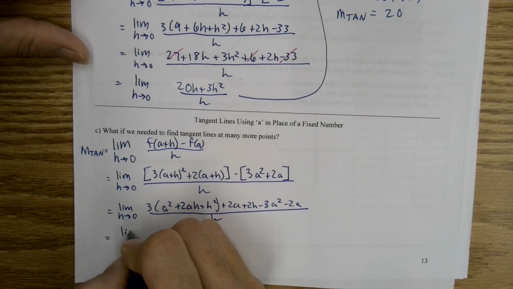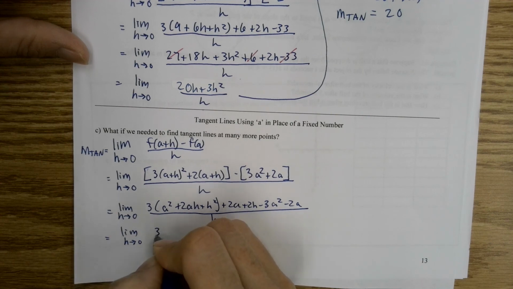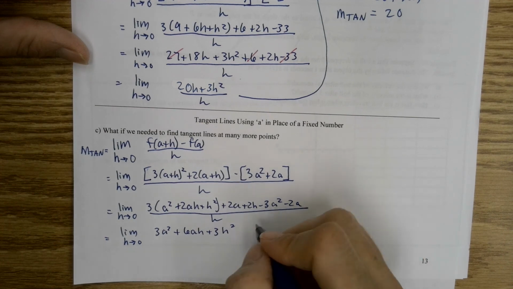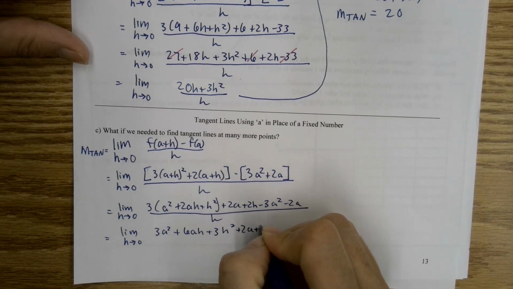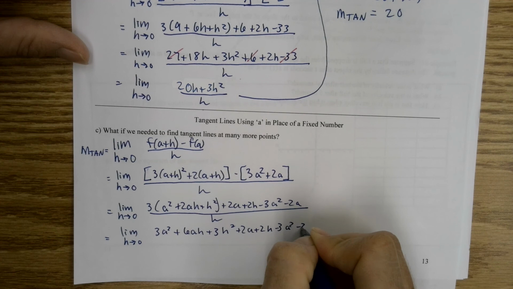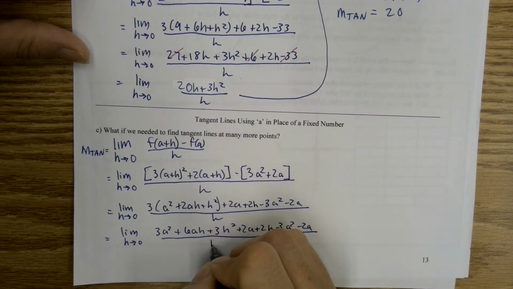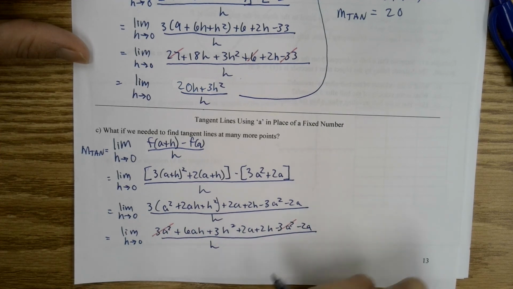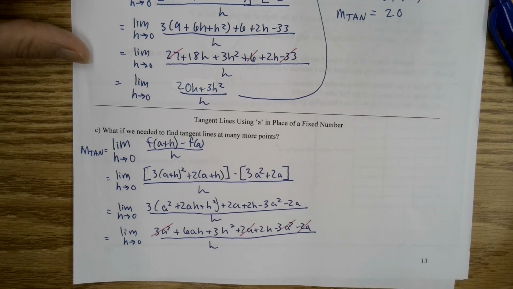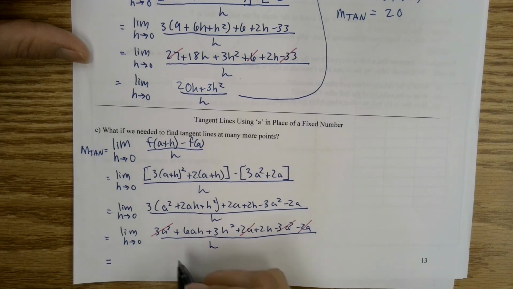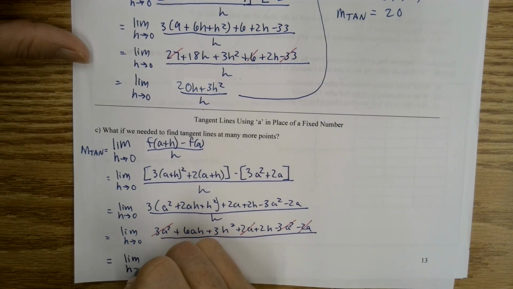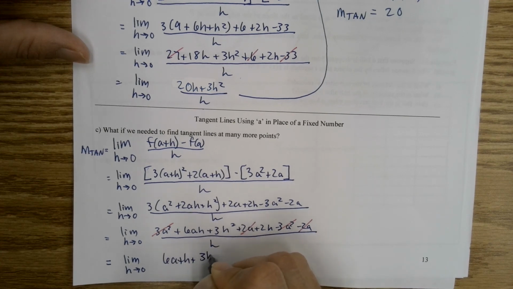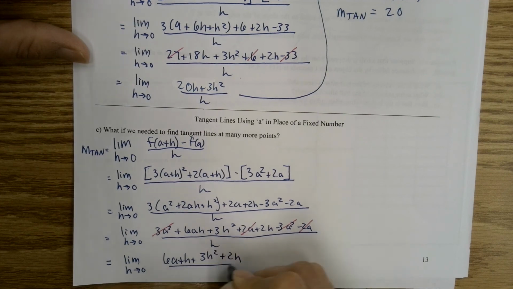And now let's go ahead and distribute that 3. So 3a squared plus 6ah plus 3h squared plus 2a plus 2h minus 3a squared minus 2a all over h. So we should see several expressions cancel. My 3a squared canceled, my 2a's canceled. So what are we left with here? The limit as h approaches 0 of 6ah plus 3h squared plus 2h all over h.